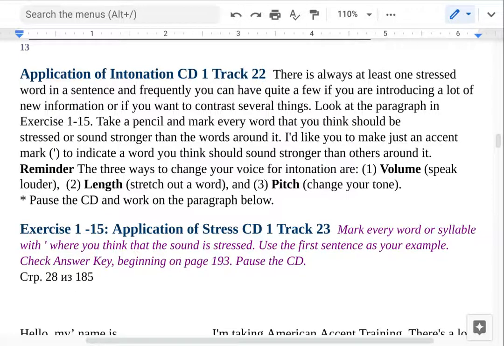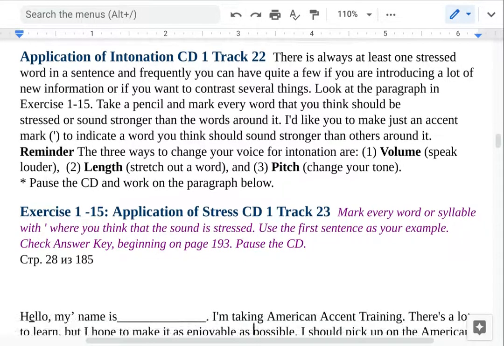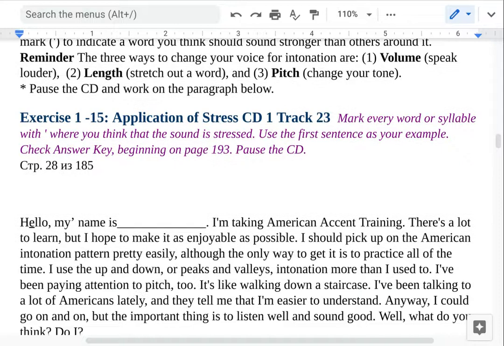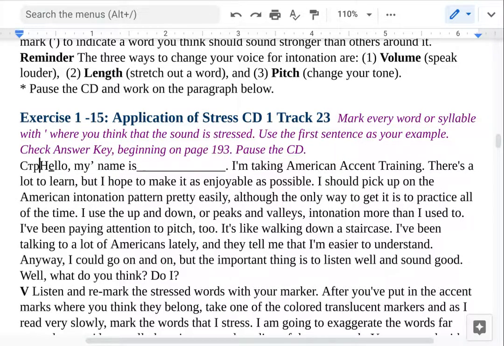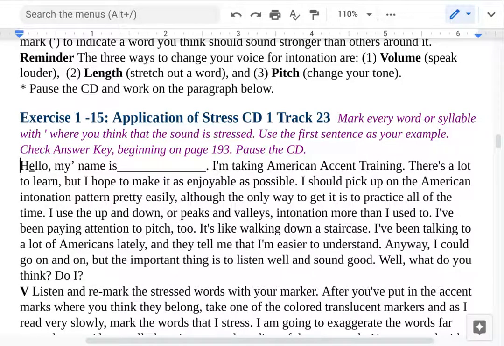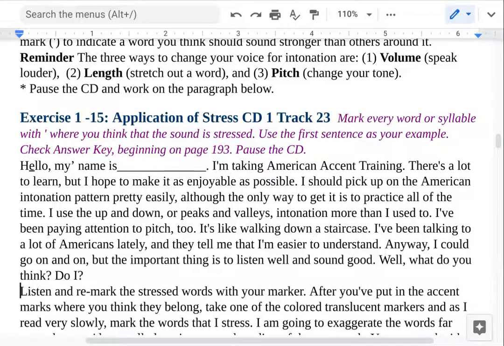Exercise 115. Application of stress. Mark every word or syllable with an accent mark where you think that the sound is stressed. Use the first sentence as your example. Check the answer key beginning on page 193. Pause the CD. Listen and remark the stressed words with your marker.